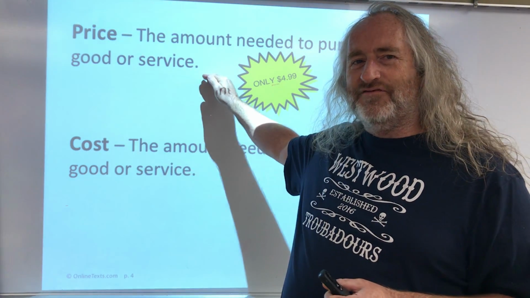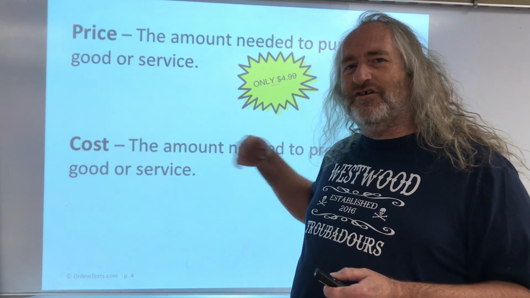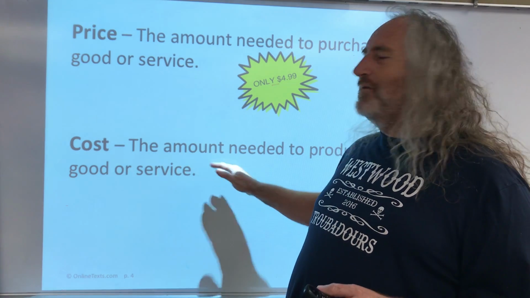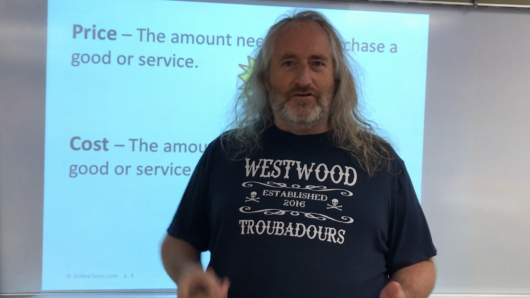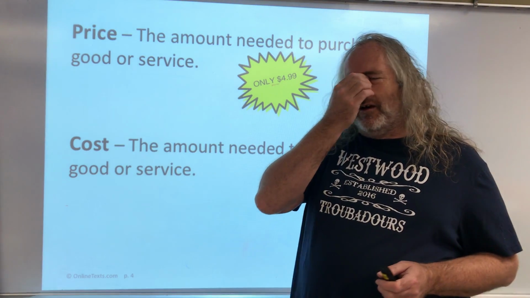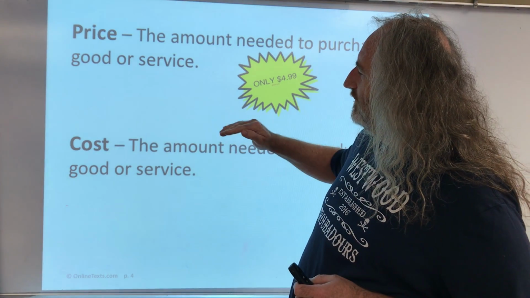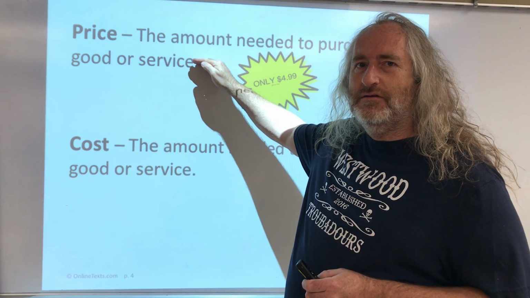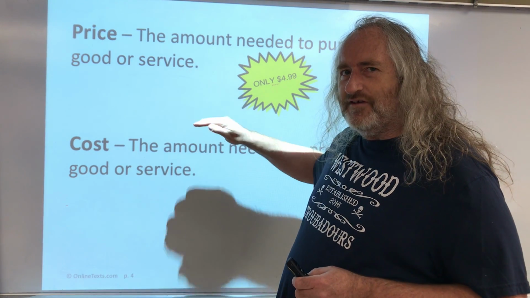Price is how much you pay for something. Cost is the amount of money needed to produce that good. And so there's a big difference there. So my question to you is, just as a quick think, what would we call the difference between cost and price? There's a difference there.